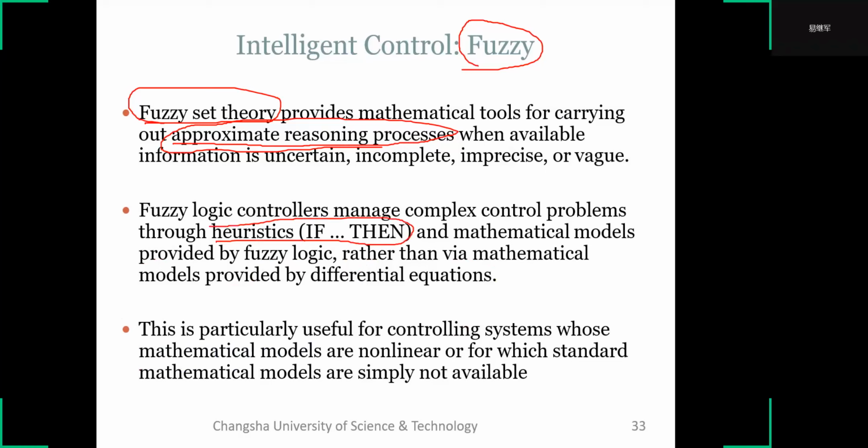It is like we made a program with if-then rules, and the mathematical models are provided by fuzzy logic rather than by mathematical models provided by differential equations.